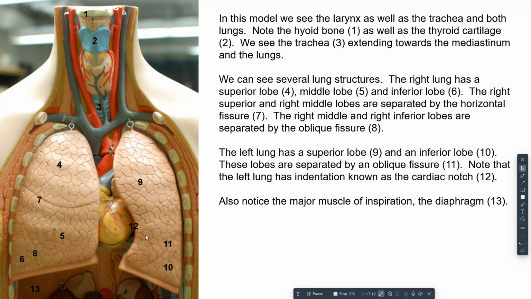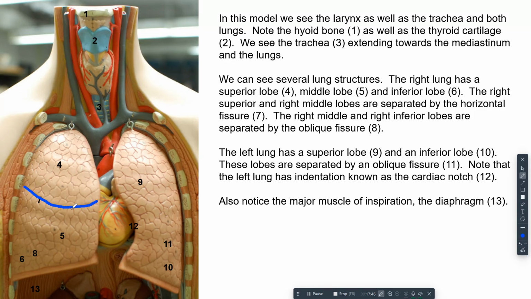As I look at the 2 lungs, I'm going to notice that my right lung has 1, 2, 3 lobes to it. So the right lung has a superior lobe, then a middle lobe with the number 5, and then an inferior lobe with the number 6. So there are fissures. I'm going to draw a blue line on the fissure between the superior and middle lobe.